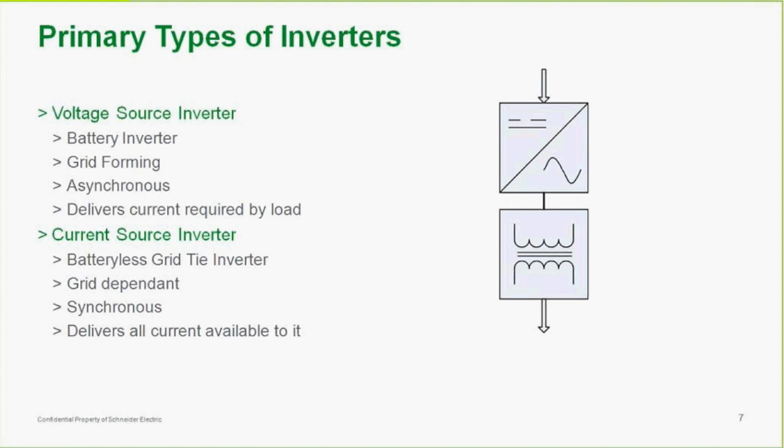So the gist of this whole screen is that there are things a battery-based inverter, a voltage source inverter, can do, and there are things a current source inverter can do. But there are also things that they cannot do. And so to do battery backup, in other words, to do a system that operates when there's no grid available, you have to use a battery-based inverter, a voltage source inverter.